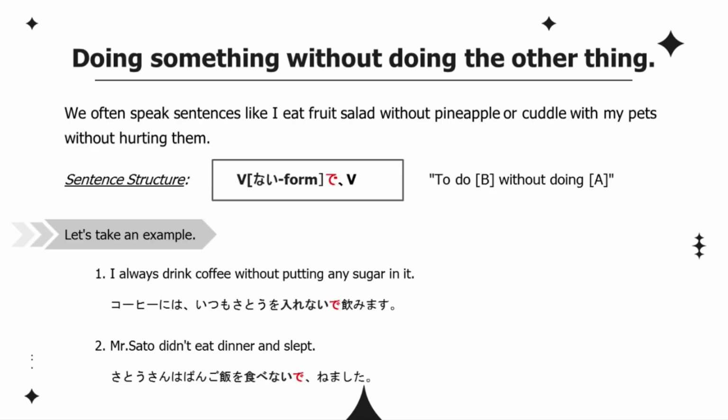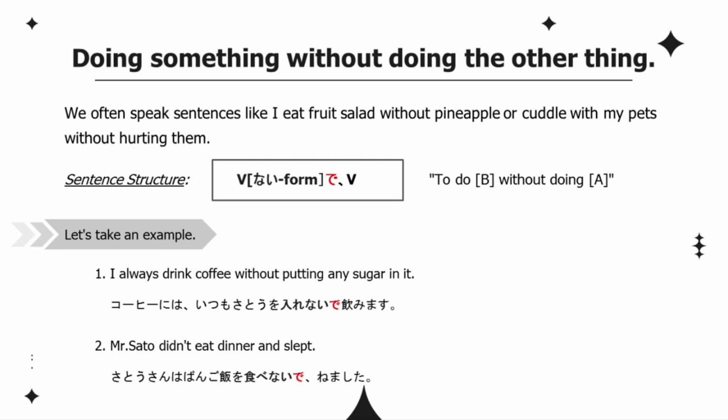4. Doing something without doing the other thing. We often speak sentences like I eat fruit salad without pineapple, or cuddle with my pets without hurting them. Did you notice what's expected in such sentences? I am doing something without doing the other things. Now, do you know how to speak such sentences in Japanese? Let's learn about the formation.